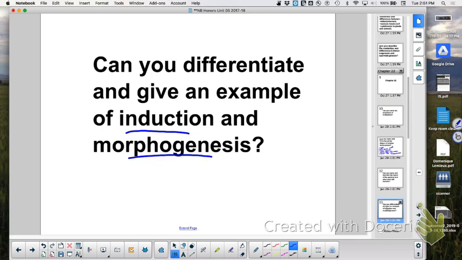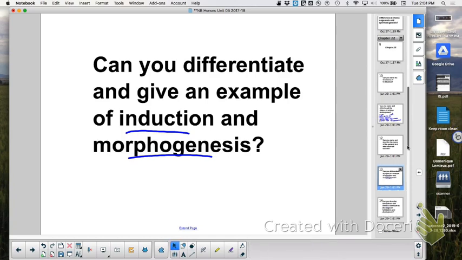Induction is like peer pressure. One tissue influences another tissue to become something. That's induction. Morphogenesis is the moving around to become that. Induction is the influence. Like the notochord induces the spinal cord to form during the neurula stage. The moving around of cells is morphogenesis, the beginning of that movement, of those structures.